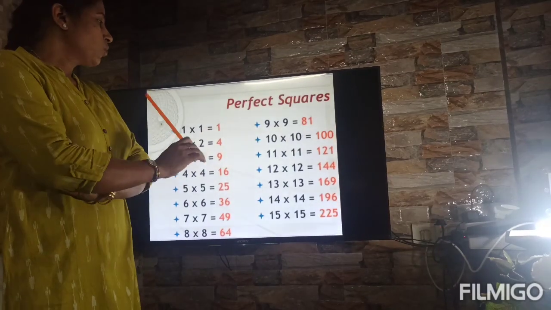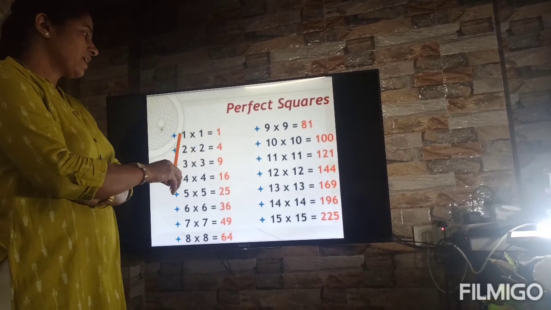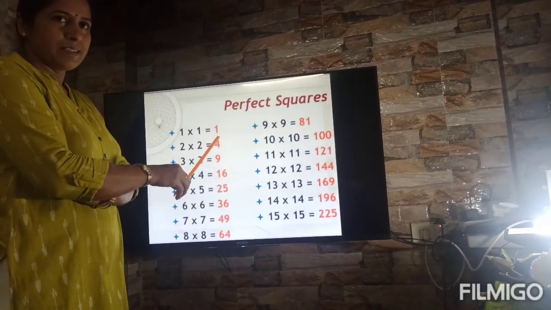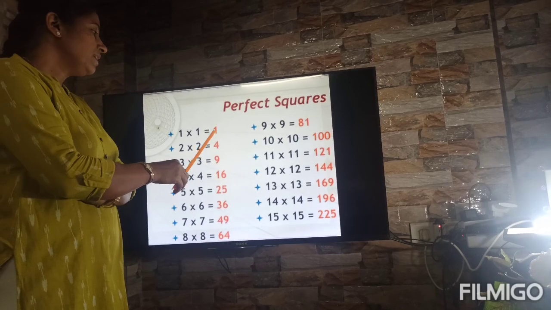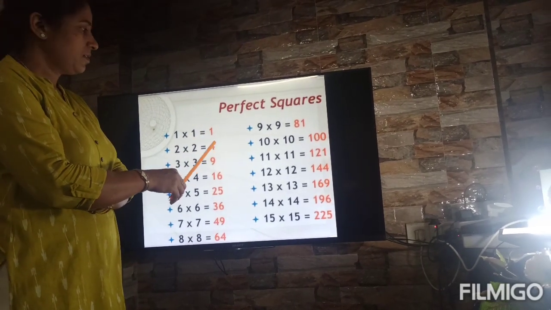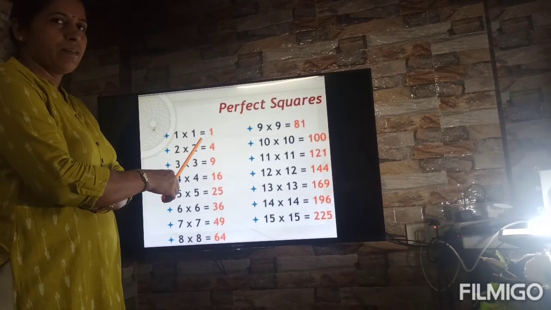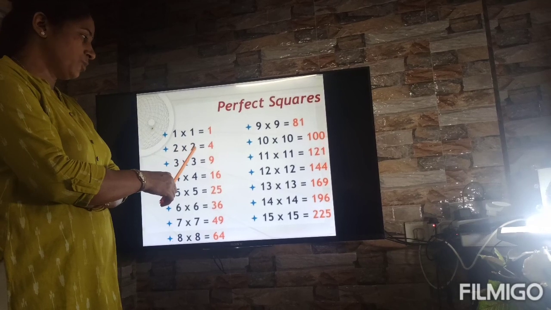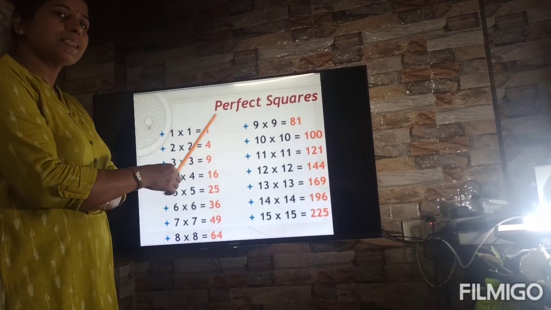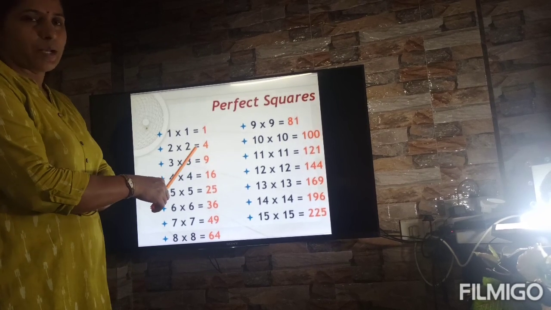Children, now what is a square root? Square root means, you know square, no? A square is a product of two equal integers. Square root means, of the two equal integers, one is its square root. For example, 1's square root is 1. 4's square root is 2. These are the two equal integers. In that, any one integer is its square root.